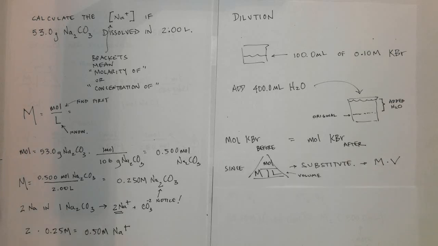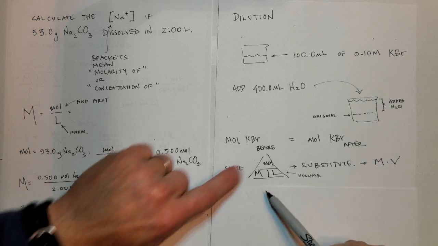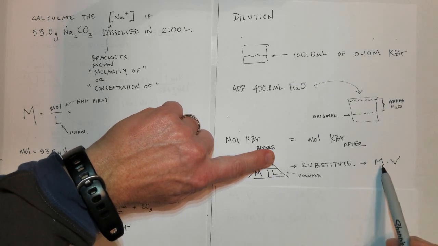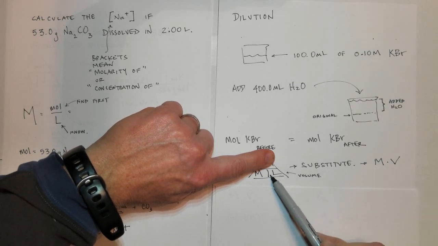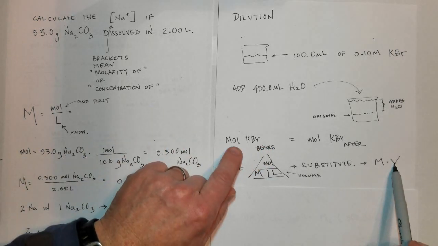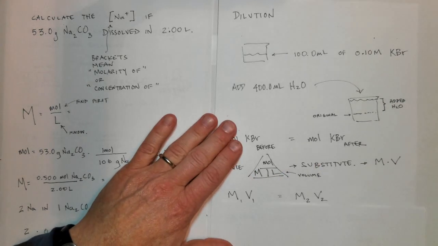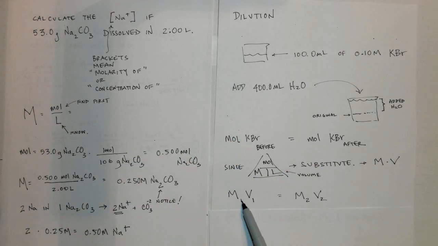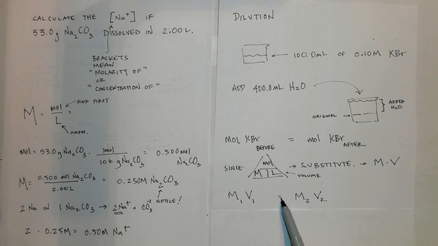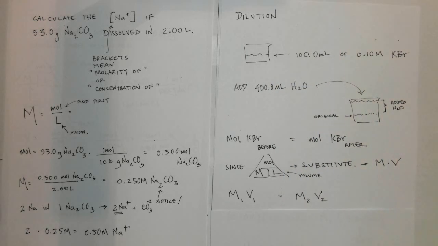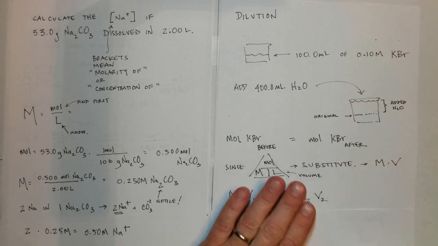So using my molarity triangle, I can do some fancy math. Moles are equal to molarity times liters, and so I can substitute molarity times volume for moles here and for moles here. And so I can design this equation that says the molarity initially times the volume initially is equal to the molarity at the end times the volume at the end. I use 1s and 2s just to illustrate the before and after situations. So now I can plug in the numbers that I'm given.